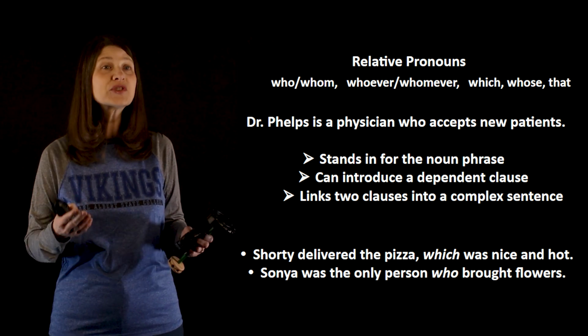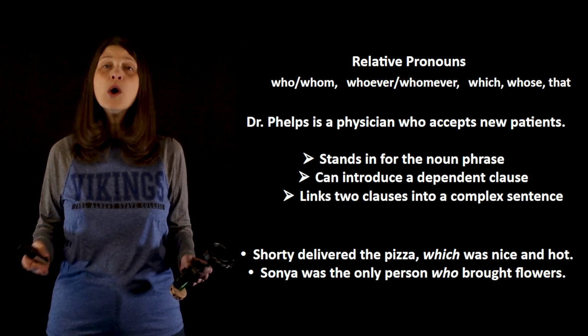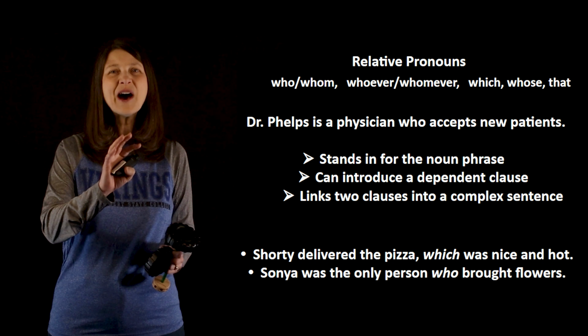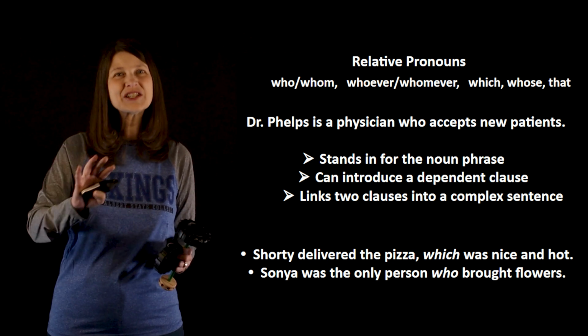In the next example, Sonia was the only person who brought flowers. What's the main thing I want you to know? Sonia brought flowers. Now that dependent clause, kicked off by the relative pronoun, is essential information. So I do not need a comma with it. And that is how we put together a complex sentence.